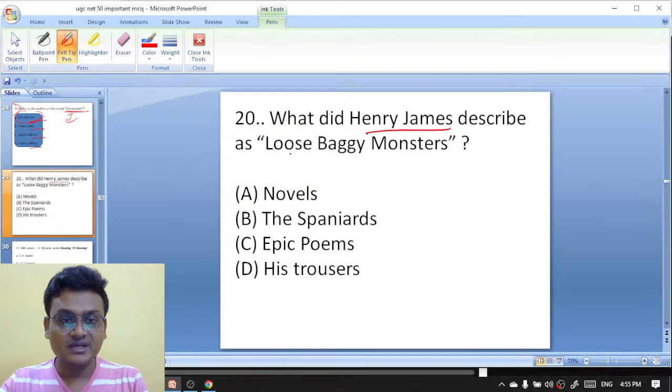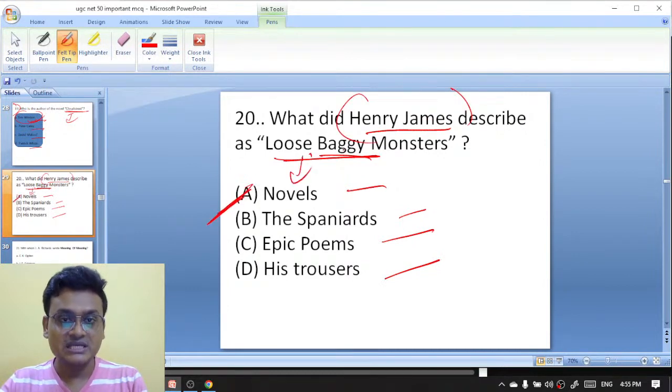What did Henry James describe as loose baggy monsters? Novels, the Spaniards, equipments, or his trousers? Henry James described novels as loose baggy monsters. So novels is the right answer here.